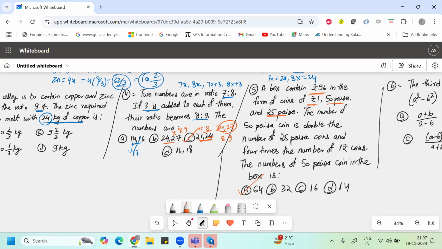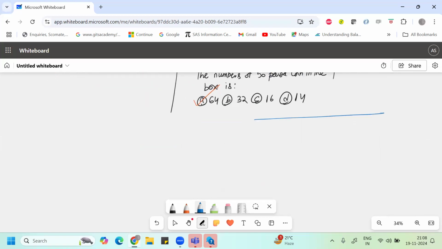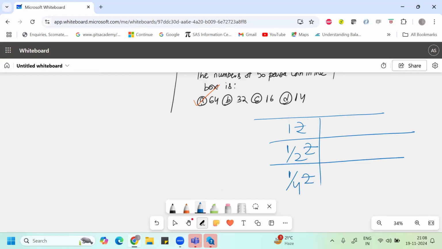So what you can do here, you have two options: either convert rupee into paisa, or convert paisa into rupee. You can write 1 rupee as 100 paisa, or you can convert 50 paisa into rupee, which becomes 1/2 rupee. And 25 paisa converted into rupee becomes 1/4 rupee. Is this part clear to everyone? So I have 1 rupee, 50 paisa meaning 1/2 rupee, and 25 paisa meaning 1/4 rupee.